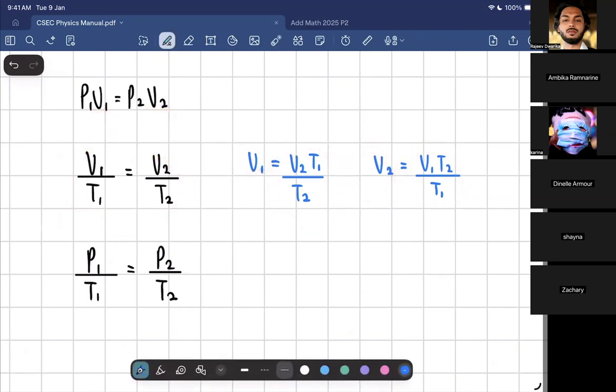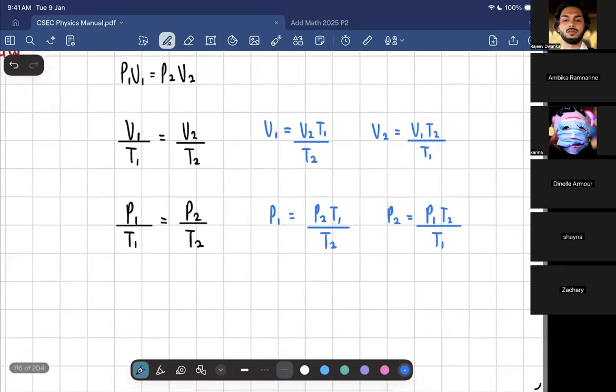So I know that V1 is equal to this, and I know that V2 is equal to this. Now I need to figure out what P1 and P2 are. What is P1? P1 is P2 V2 over V1, so P1 is equal to P2 T1 all over T2. All right, what would P2 be equal to? P2 is P1 T2 all over T1.